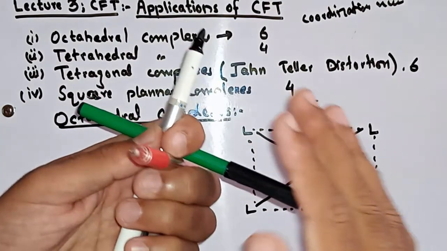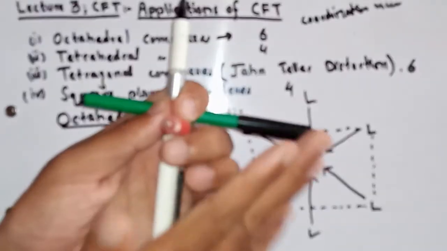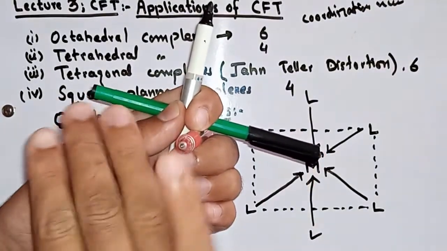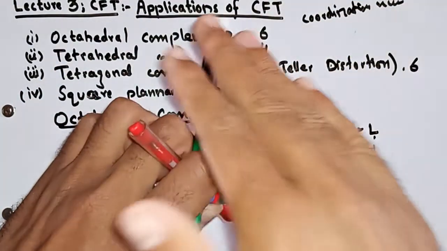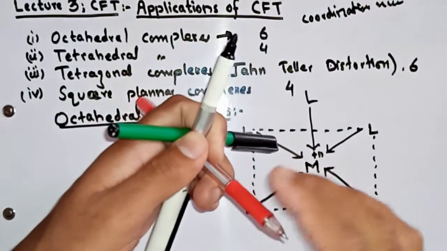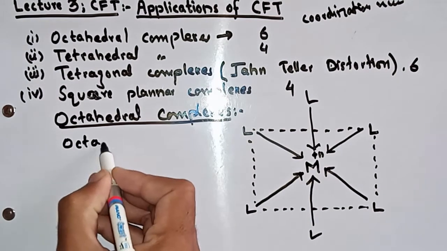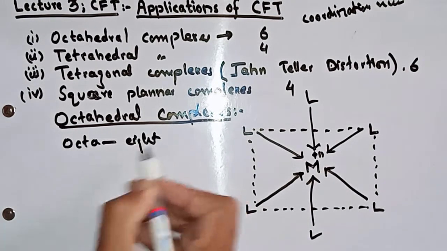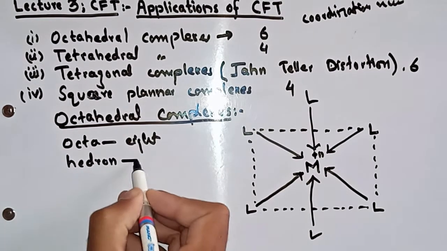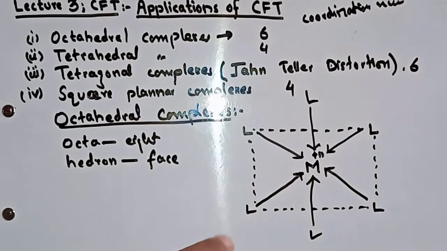Here you can say this is one face of this geometry, this is another face, and another face. That is the first face, this is the second face, third face, fourth face. Similarly, that is the fifth face, sixth face, seventh face, and this is the eighth face. So here are eight faces, and we know that octa means eight, while hedron means face, so here are eight faces.